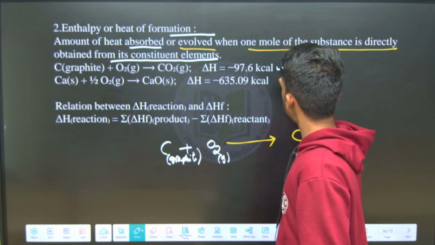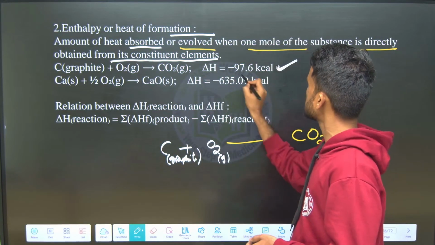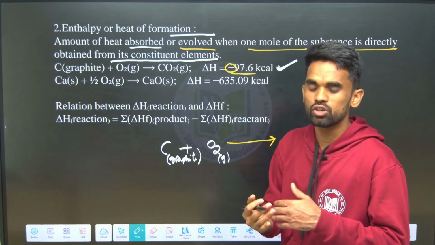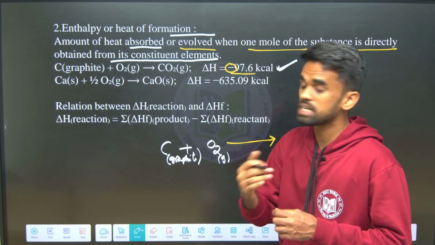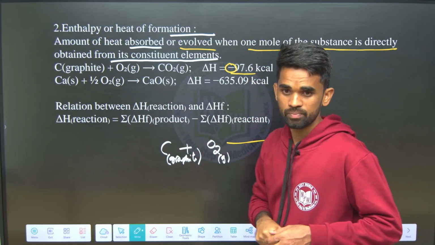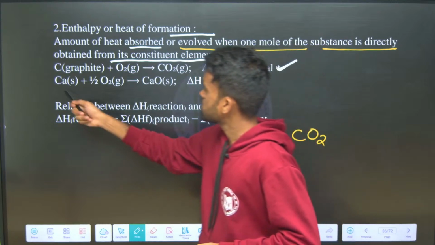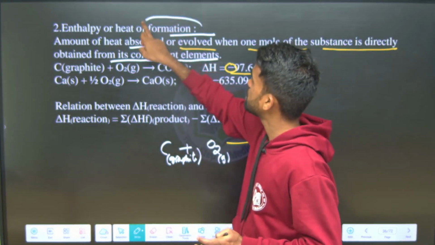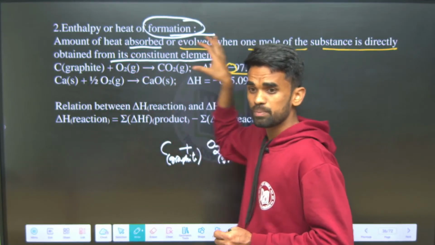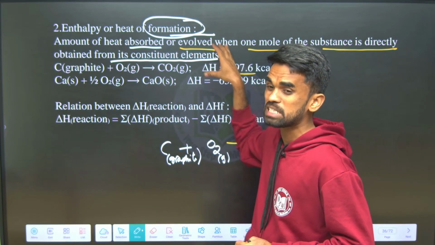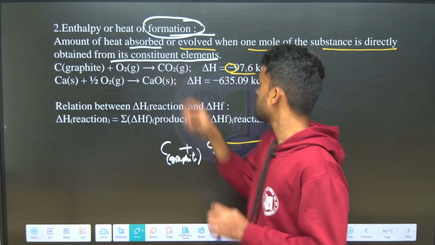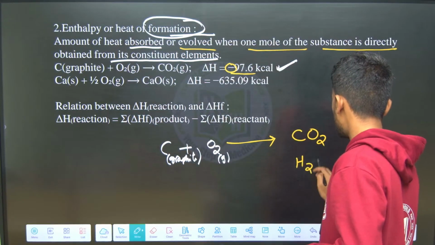Whatever the enthalpy change during this process is indicated with this much. Tell me what is the symbol here? Negative. Exothermic or endothermic? Exothermic. Heat is released by the complete oxidation of carbon here, graphite. And for calcium also, what you need to remember is, whenever they say formation, the product we are seeing should be formed from the respective elements. Like if I say formation of water, from where should it come?